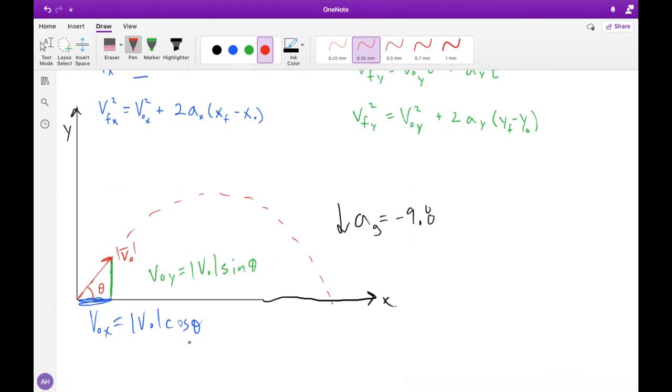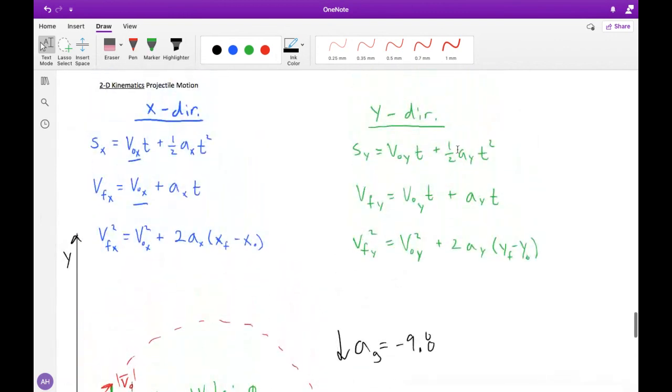That's just the magnitude. And so now we already see that first we have to analyze the angle with the magnitude of the velocity to get these x and y components of the velocity that we'll be using in our kinematic equations. So they would be substituted here and here.